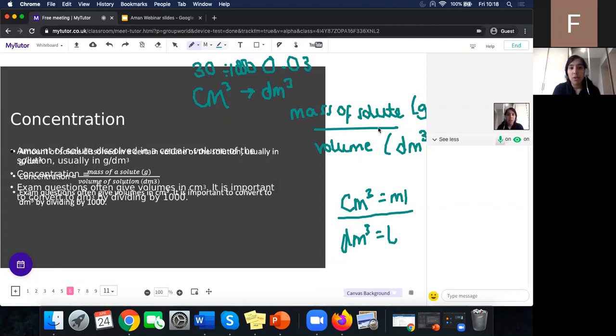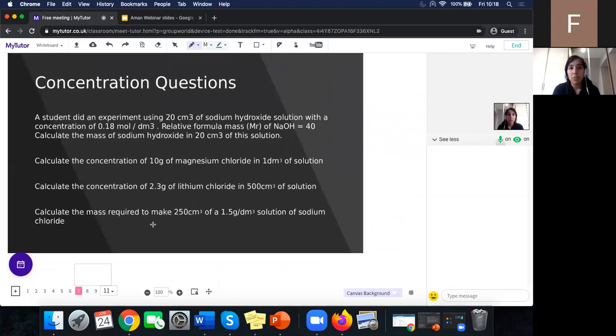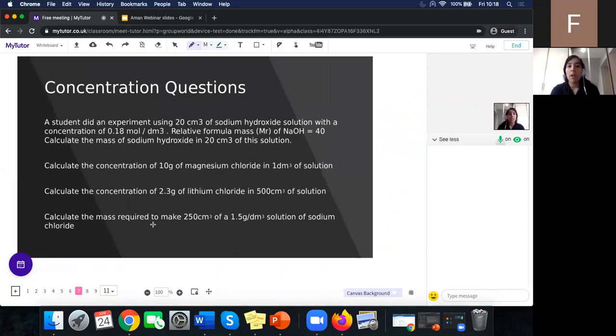Excellent, okay, so we've got our equation, mass divided by volume, and we know our conversion. So let's tackle some questions. A student did an experiment using 20 centimeters cubed of sodium hydroxide solution with a concentration of 0.18 moles per decimeter cubed. We've got a relative formula mass there. Calculate the mass of sodium hydroxide in 20 centimeters cubed of the solution.